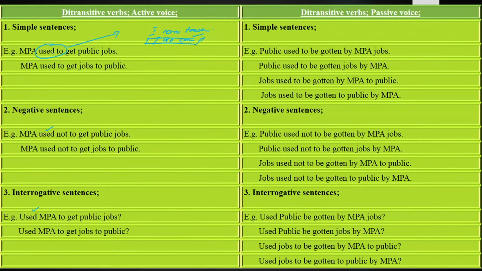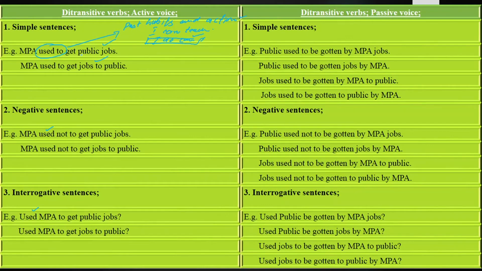MPA used to get public jobs, and it is used for past habits and actions. So let's begin. MPA used to get public jobs. MPA used to get jobs to public.